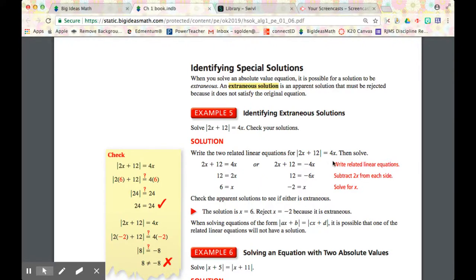Absolute value can never equal a negative number. So there's absolutely no way we could get negative 8. So that means negative 2 will not work. So we basically what's called reject it, okay? So we take it and we just throw it out. We reject that answer. We just say no. So our only solution on this one is x equals 6 because it's the only one that still holds true to the rule that absolute value always equals a positive number.